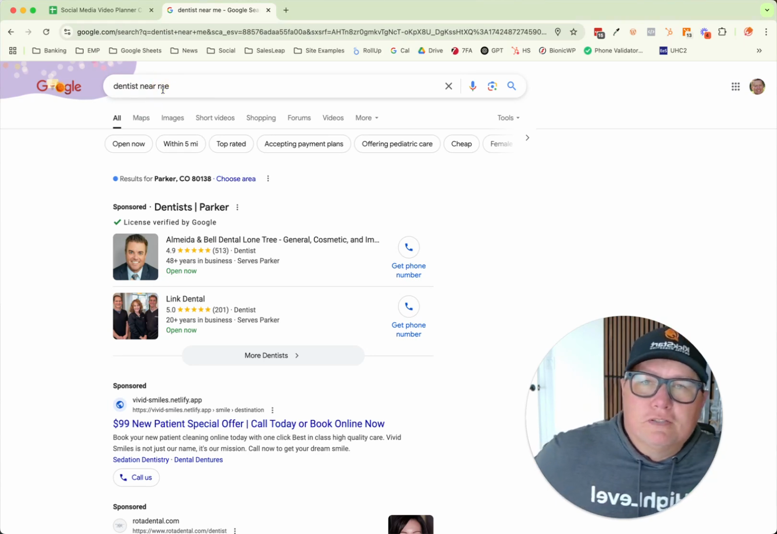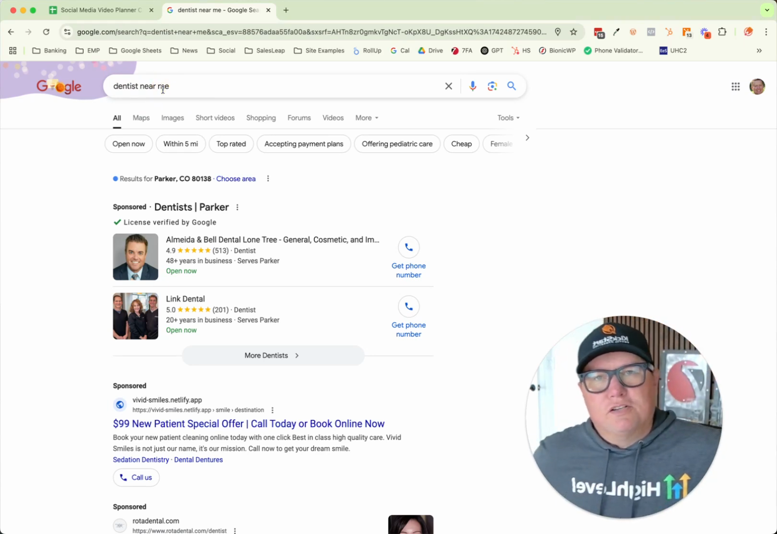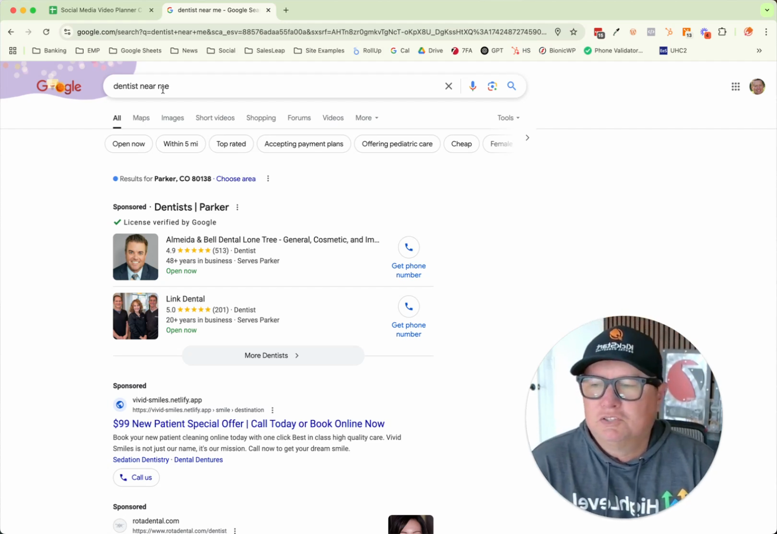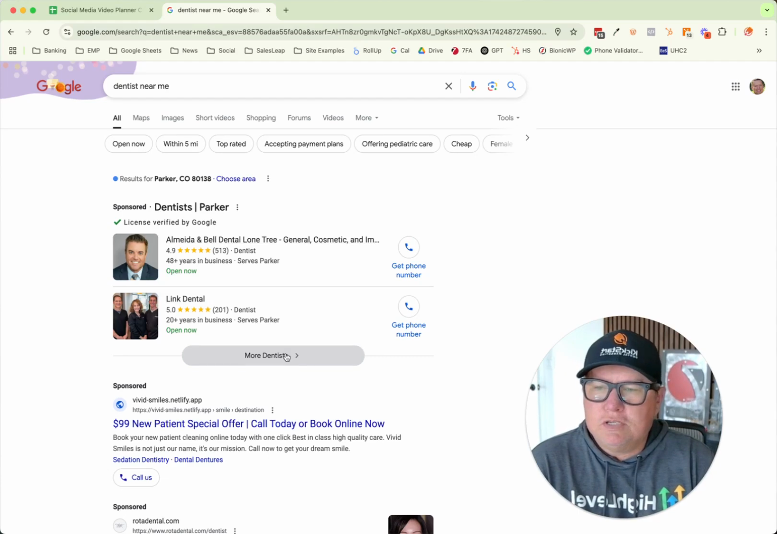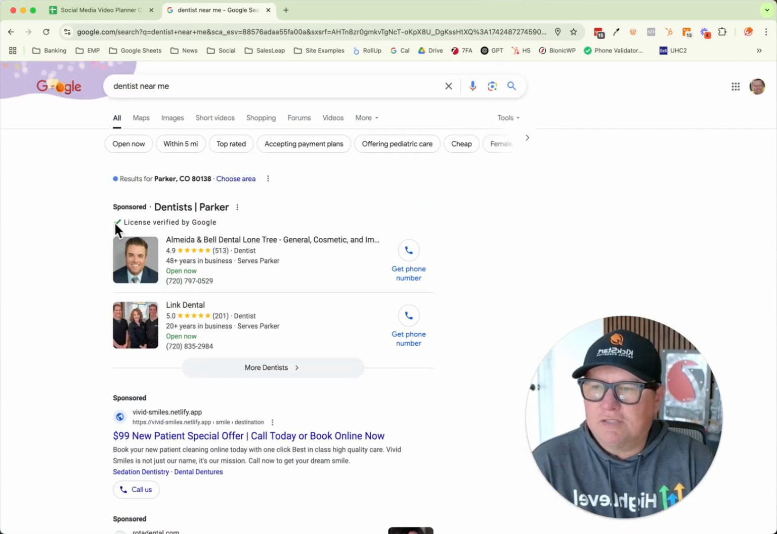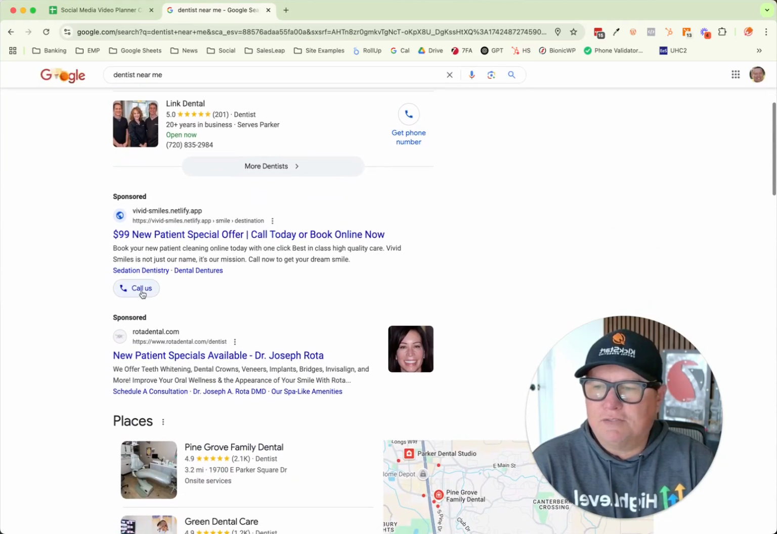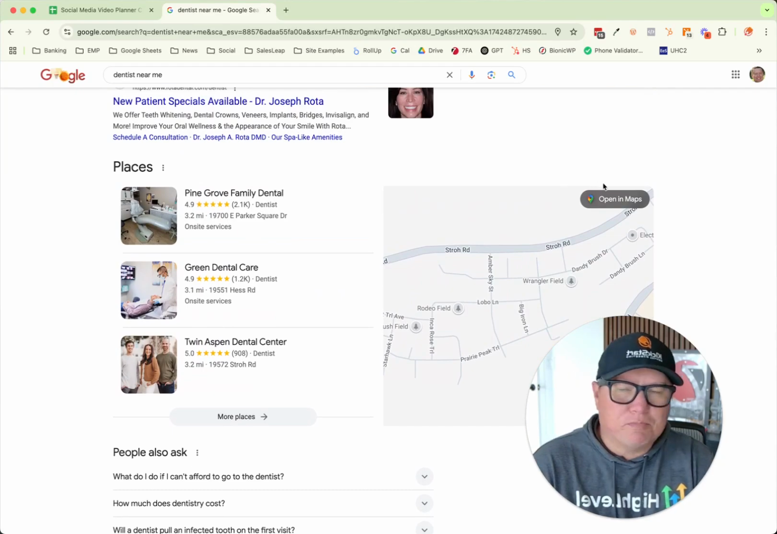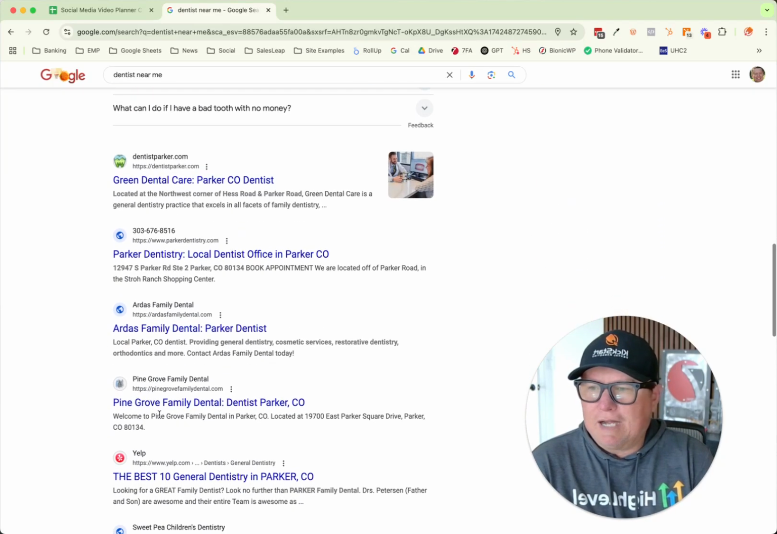And if you didn't know this, this is the number one search to find a dentist right now on Google, as of today anyway, which is March 20th, 2025. And you see your typical SERP, search engine results page, right here. You've got some ads up here, which we'll talk about in a second. You got some ads here. You've got what we call the Google My Business section or the map section. And then you've got some organic results here.